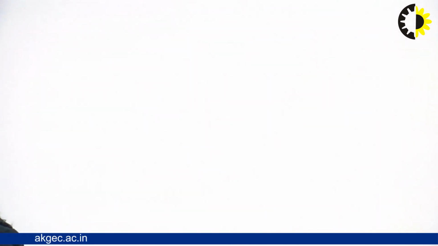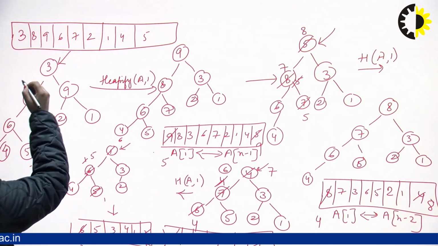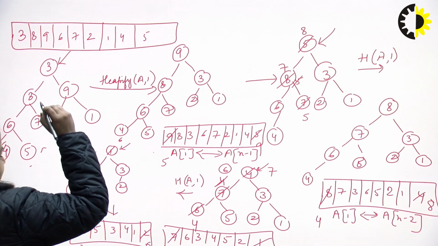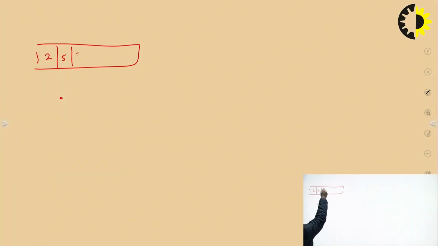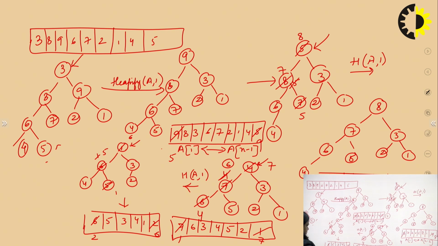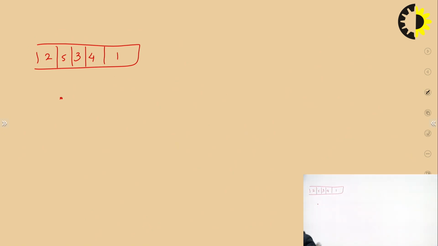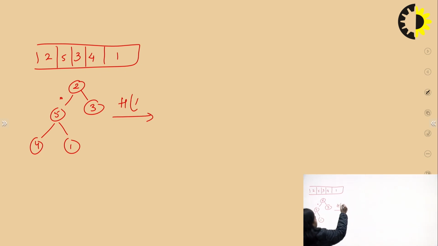Now after doing this, we are left with the array as 2, 5, 3, 4 and 1, right? So again we have to build the heap 2, 5, 3, 4 and 1. Again we have to apply heapify a comma 1. After applying it, again we check 2 is lesser than 5, so it becomes 5, here comes 2, then 2 is lesser than 4, so 2 here and 4 here.